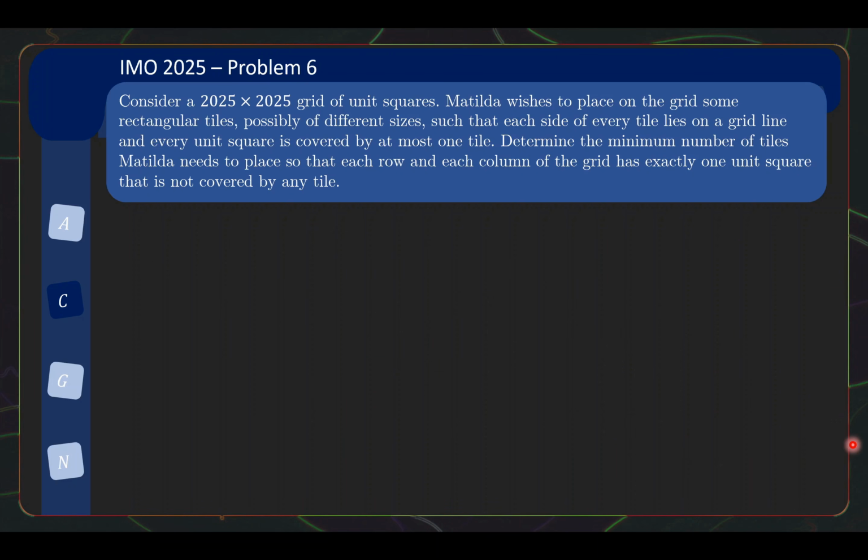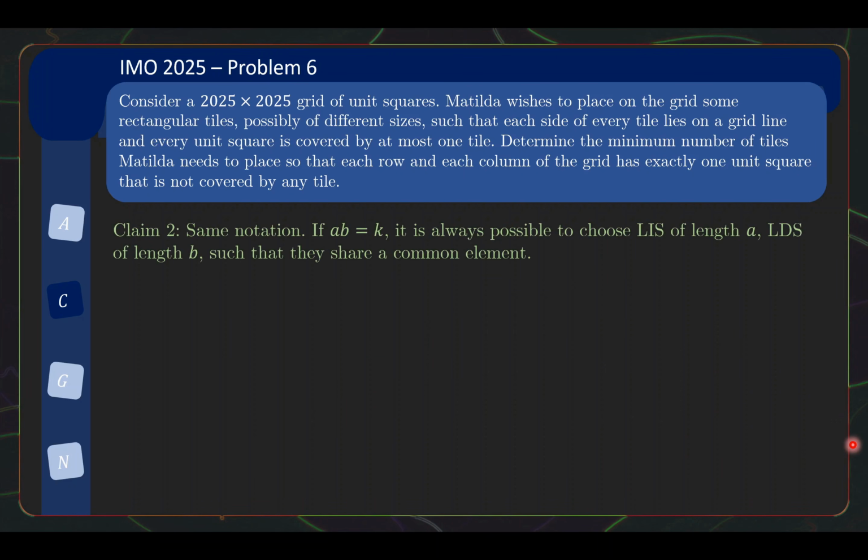One more thing you can do with that claim is the following. If AB turns out to be equal to K, then it is always possible to choose an LIS of length A and an LDS of length B such that they share a common element. So this is the key here. If AB equals K, you can choose your LIS and LDS such that they intersect at a common element.